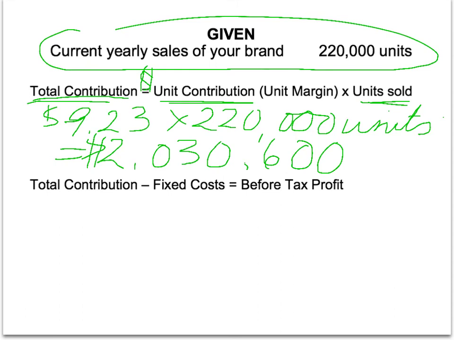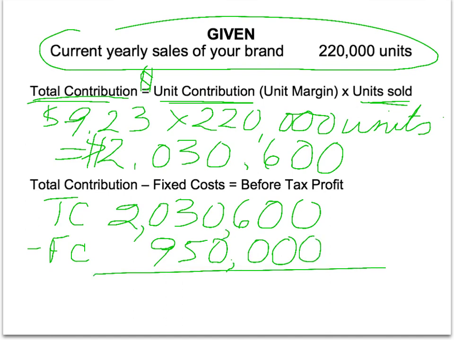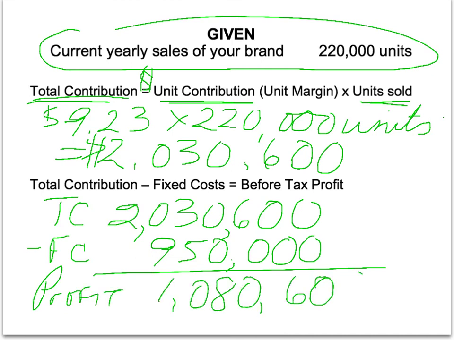$2,030,600. Then you take that total contribution and subtract your fixed costs. So there's my total contribution minus my fixed costs. In this case, if you remember, they were $950,000. And what you're left with is profit before tax of $1,080,600.